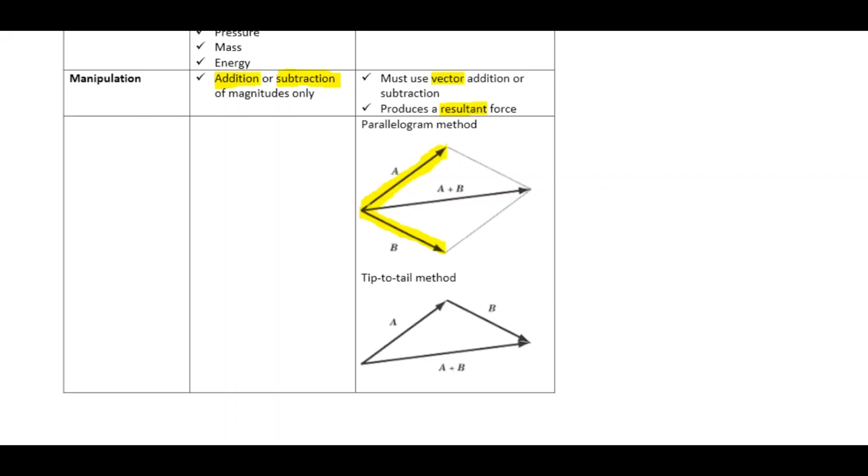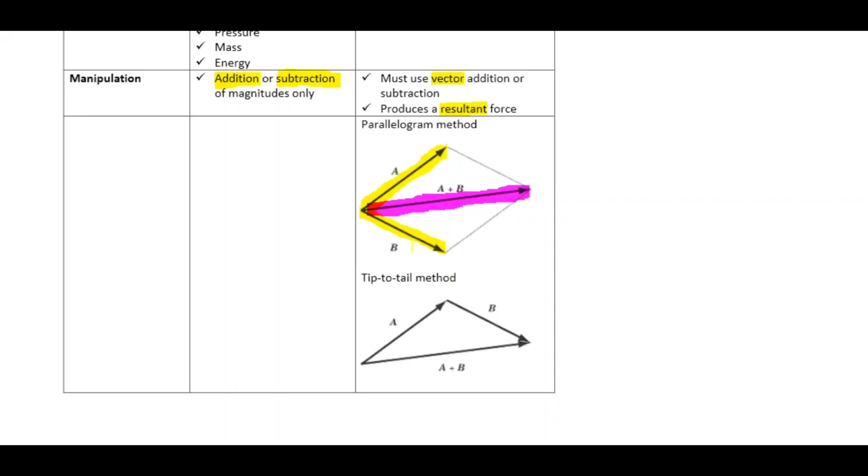Why is it a parallelogram? These two lines are parallel, these two lines are parallel, and the diagonal will be the resultant force. So if I add vector A with vector B, what I will get is the resultant force, which is over here. This is the resultant force, which is A plus B. The reason why there's a resultant force is because we are also taking the direction into account.